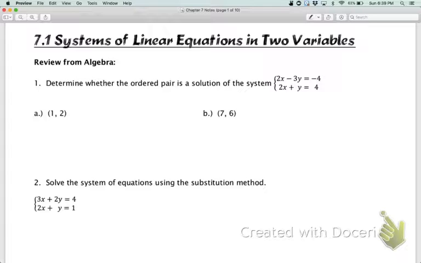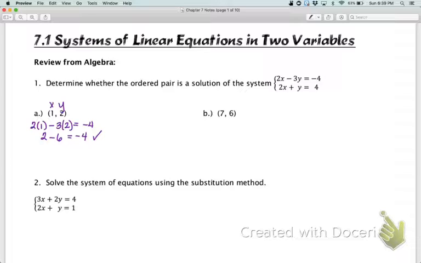So the first is, how do we know if an ordered pair is a solution to this system or not? As with anything, we can test these by plugging in these values. If we have the ordered pair (1, 2), that means x is 1 and y is 2. So I'll plug that in, starting with the top equation. I have 2 times 1 minus 3 times 2, and the question is, does that equal -4? Well, that's 2 minus 6, which gives me -4. So that is a true statement.